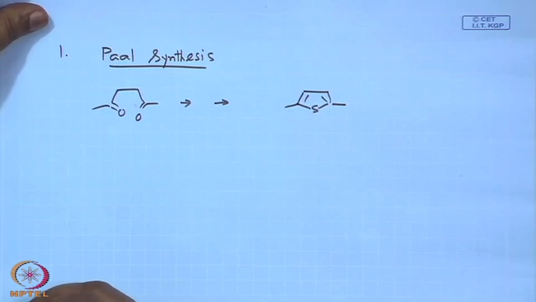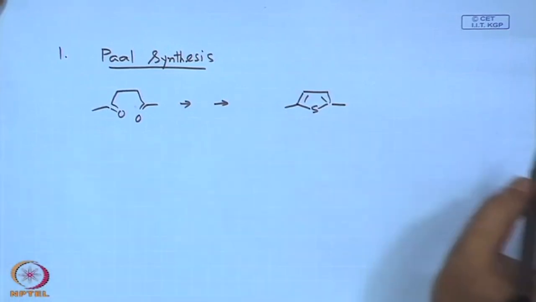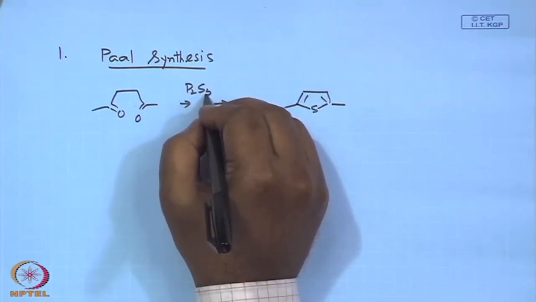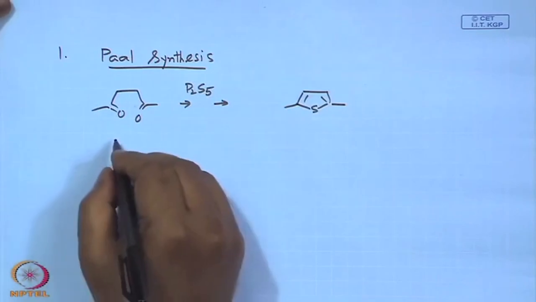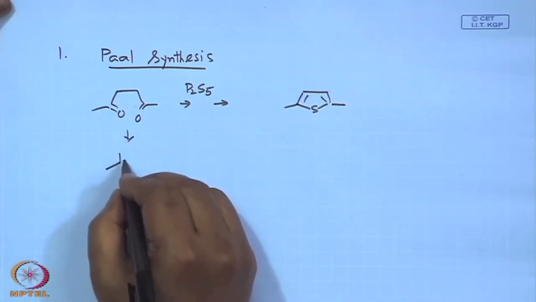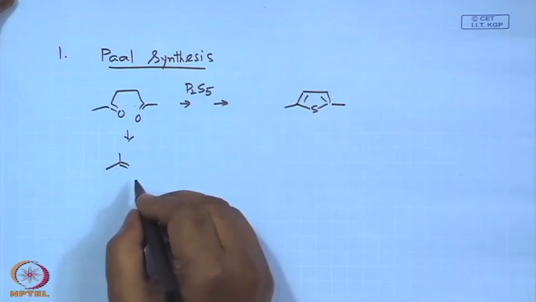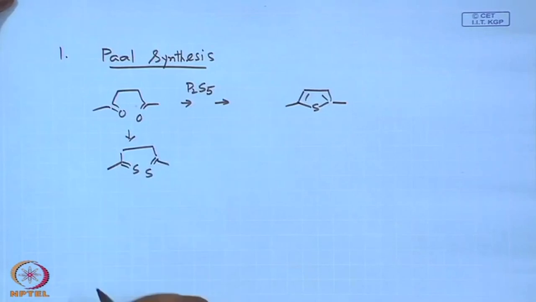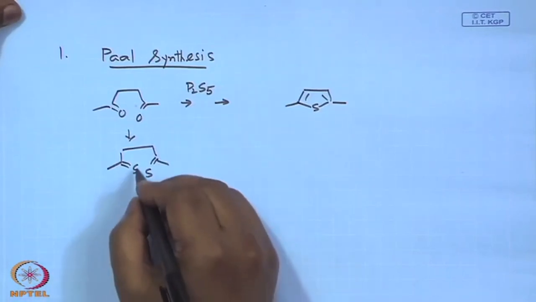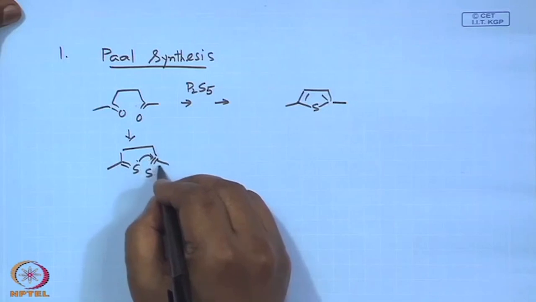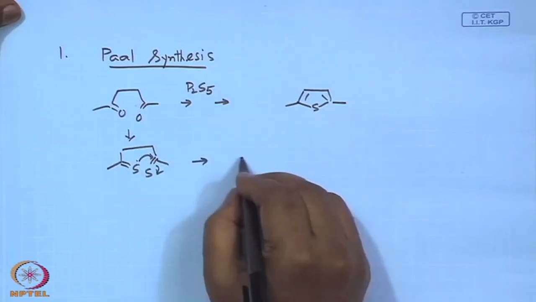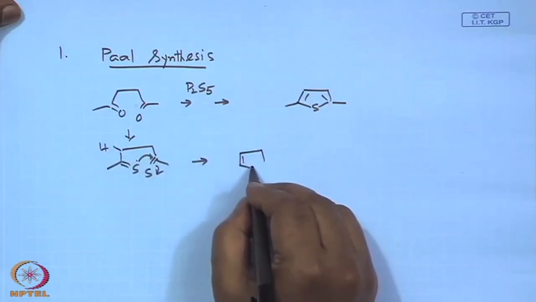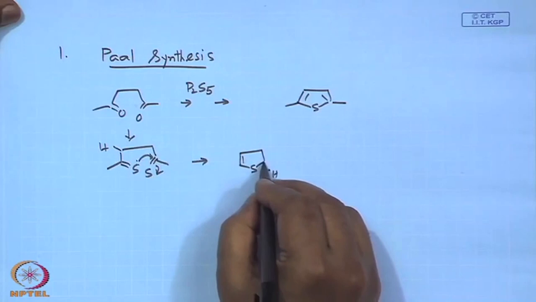And what is the reagent? The commonest reagent is, I think many of you know, P2S5. And what are the intermediates? Actually, there is an exchange of sulfur with the oxygen. So, what you will be getting, I mean, this is assumed, but it is not isolated. Then, like a regular kind of thing, what you will be getting is sort of an intermediate thiol kind of thing.